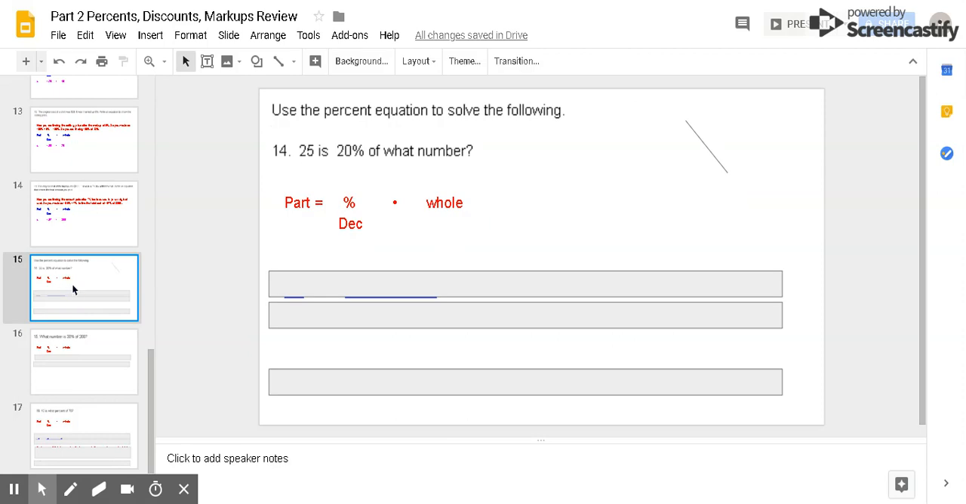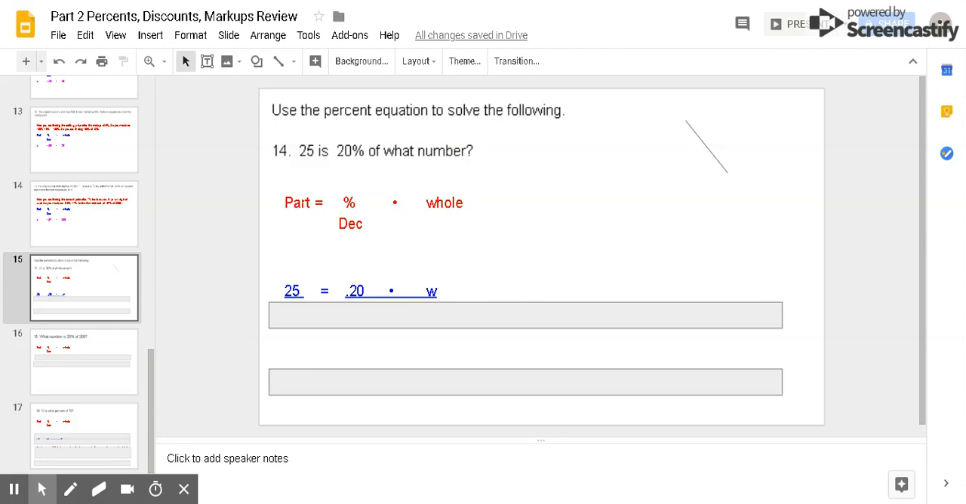All right, number 14. 25 is 20% of what number? This is a straight part equals percent as a decimal times your whole problem. Anytime you see "is," you want to think equals. So 25 is a part, and it equals 20%. That goes in our percent as a decimal, sorry about that. So 20% as a decimal would be 0.20, and then times your whole, which you don't know, so I'm just going to put it as a W.